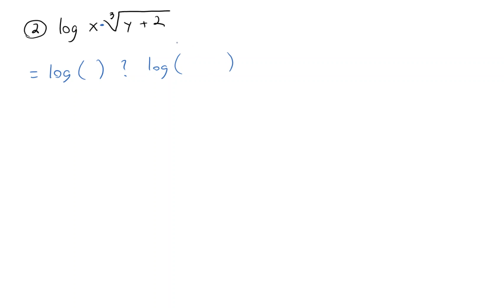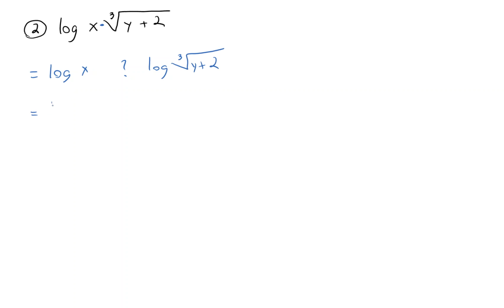Okay, example 2 that we want to expand will be log, so that's base 10, of x times the cube root of y plus 2. So the first thing we want to do is split the multiplication that's happening here. You're going to have log of something, split the multiplication into this operation, and then log of the second part of your argument. Basically, at this point, you're going to have log of x and log of the cube root of y plus 2 after you split your multiplication.